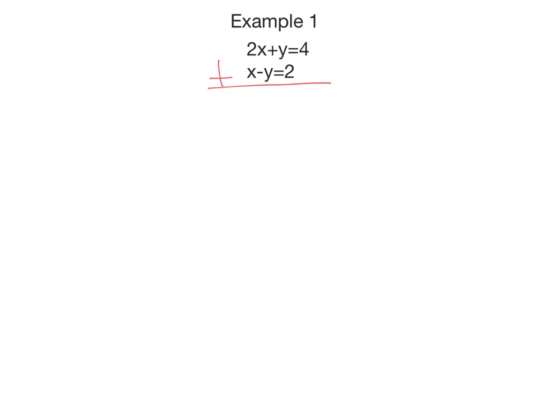So now let's add 2x plus x. Okay, positive y plus a negative y cancel out. And then we're left with 4 plus 2, 6.